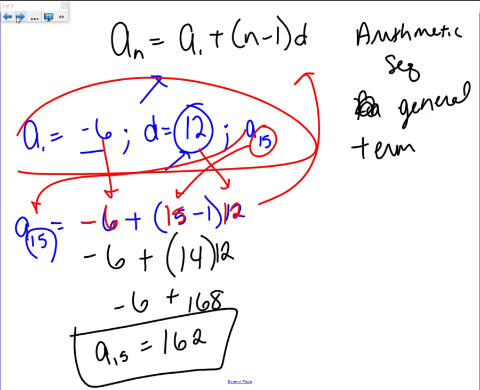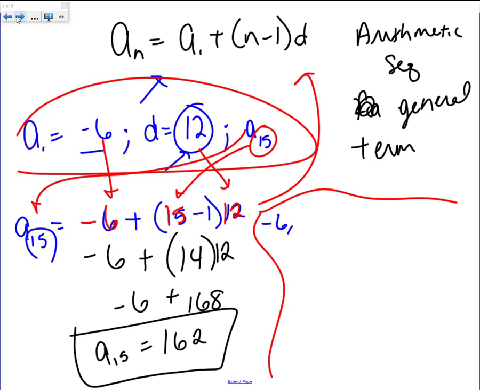Okay? The second way to solve this is a little bit more of a long process, but you're going to start with the first term, which is negative 6, and then you can add 12 to that, and you can find your next term. So what would be negative 6 plus 12 is going to give me what?